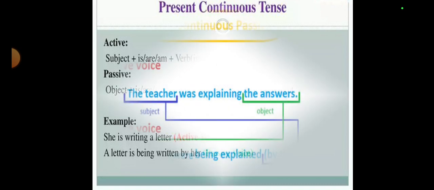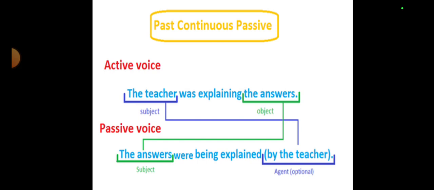This is so easy. Now, if we talk about past continuous or past progressive, same things will be happening over here. How? Just the helping verbs will be changed.